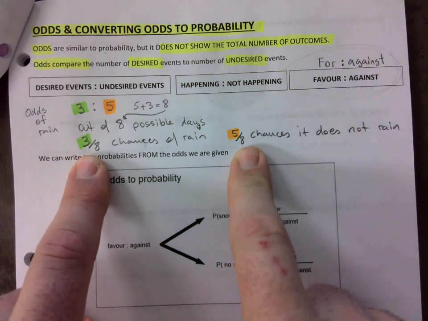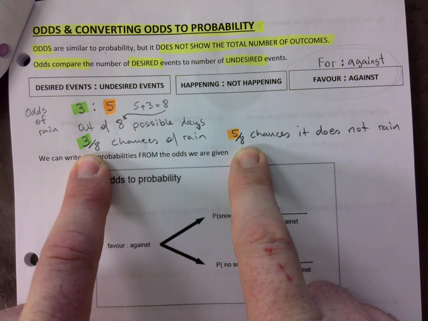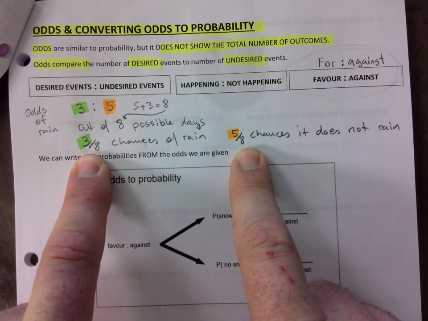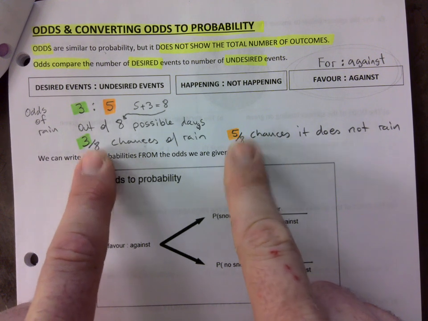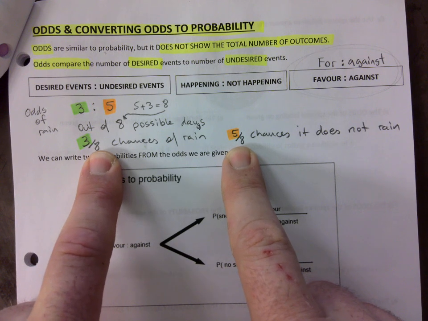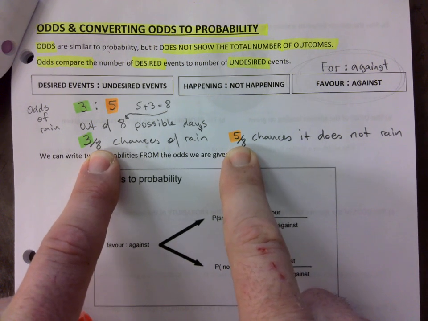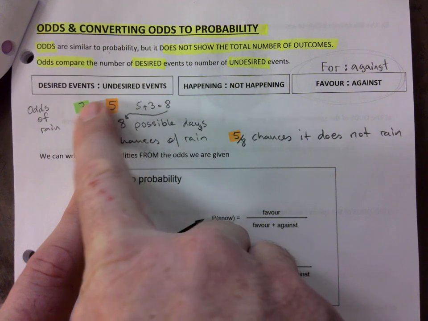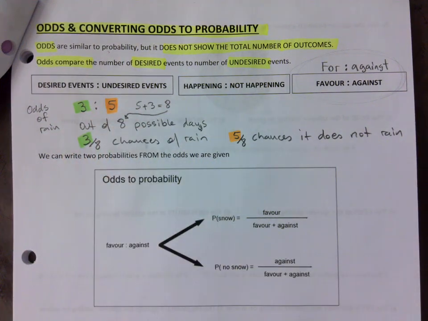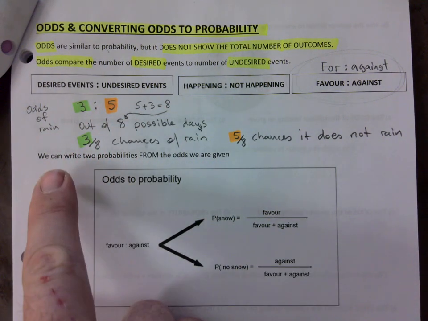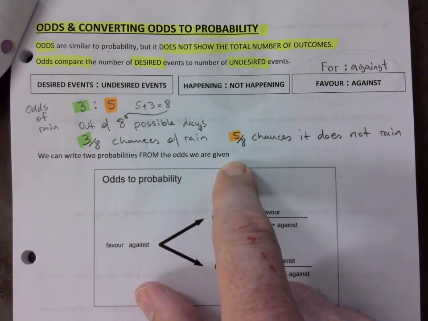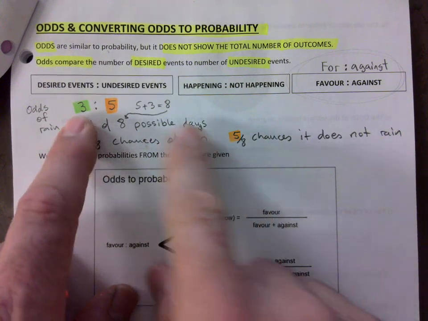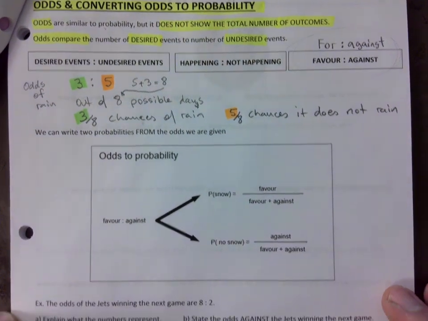Remember I told you that the probability of something happening and something not happening is what? 100%, or 1. If you added up 3 out of 8 and 5 out of 8, you would get 8 out of 8, which is 1. Odds are kind of ignoring the total though. If you think of odds, it ignores the total. So keep that in mind. So we can write two probabilities from the odds we are given. See how I came up with 2 probabilities from the odds?